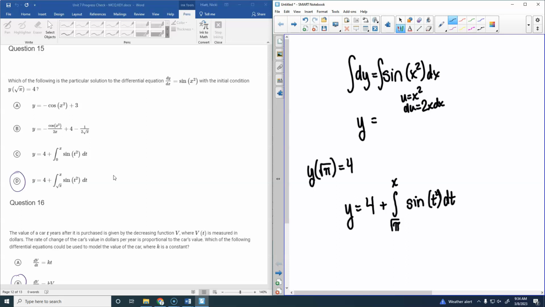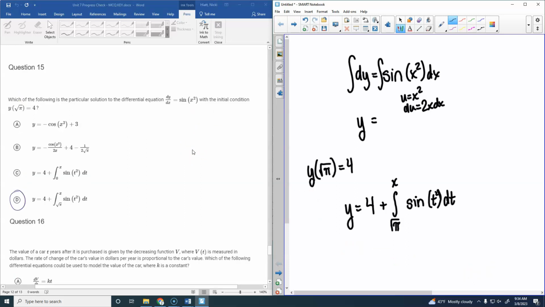Does that make sense on that? Okay. If they had given us something like y of 0 equals 4, then it would be plus C for that. So that bottom limit is wherever the x value you're starting from. Okay, which other ones do we need to look at?